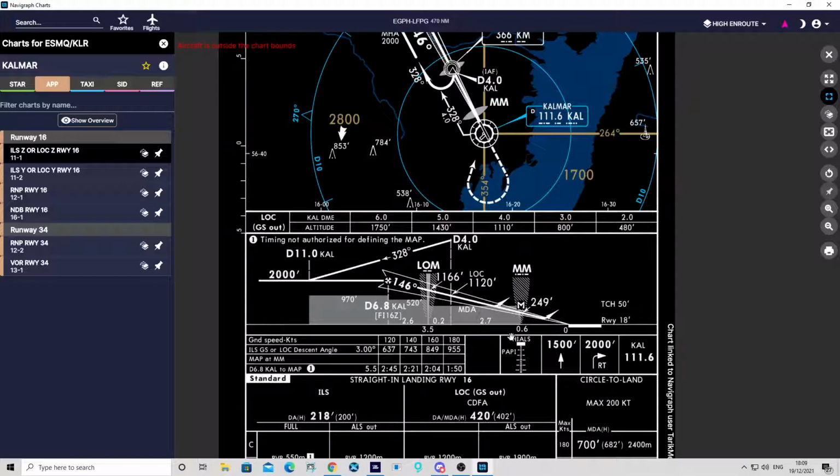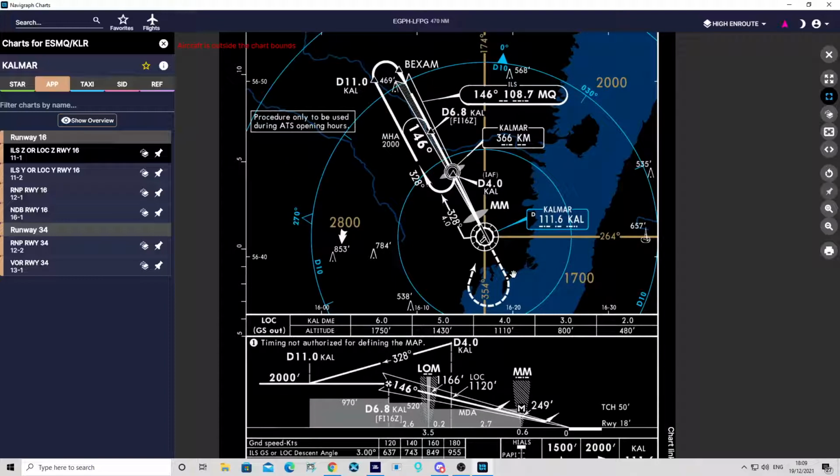This one's quite close, so I don't think you'd actually be able to see it, but the LOM, for example, is at 3.5. So that's the outer marker. Locator and outer marker, 3.5 miles. At 3.5 miles, well, 811.10, I should be around 1,000 feet, or 950 feet or something. And that tells you that you are on the correct glide slope. Okay, so those are essentially what middle markers, outer markers and even inner markers are.